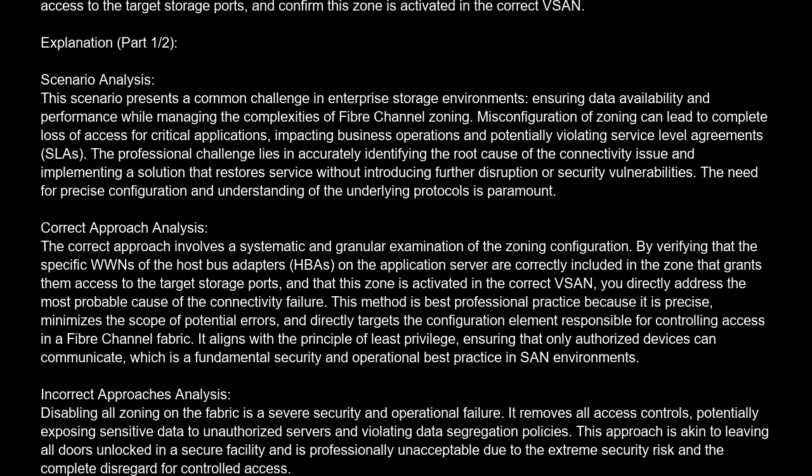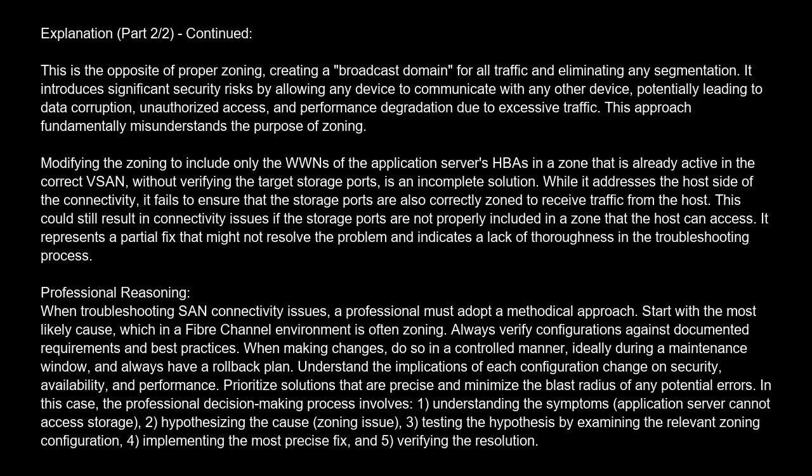Creating a new zone that includes all WWNs from all servers and storage devices in the fabric and activating it is also a critical failure. This is the opposite of proper zoning, creating a broadcast domain for all traffic and eliminating any segmentation. It introduces significant security risks by allowing any device to communicate with any other device, potentially leading to data corruption, unauthorized access, and performance degradation due to excessive traffic.